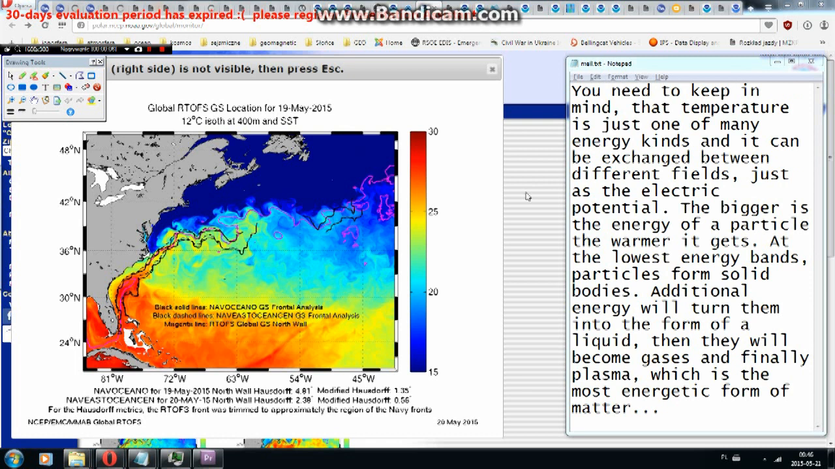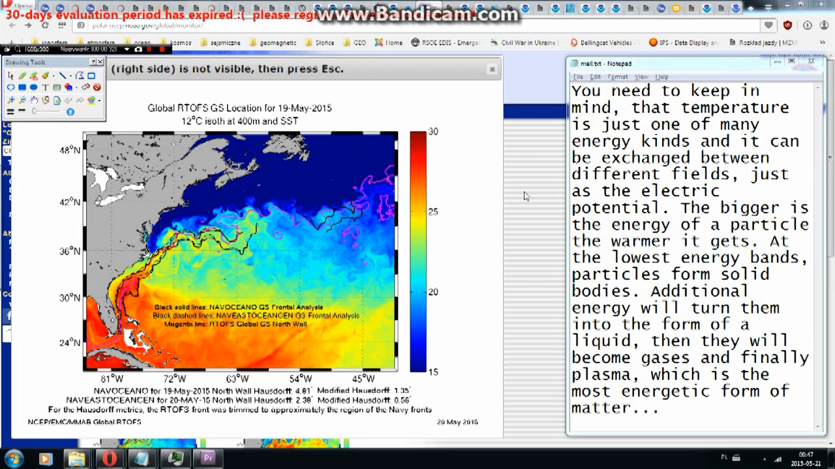You need to keep in mind that temperature is just one of many energy kinds and it can be exchanged between different fields just as the electric potential. The bigger the energy of a particle, the warmer it gets. At the lowest energy bands, particles form solid bodies. Additional energy will turn them into the form of a liquid.